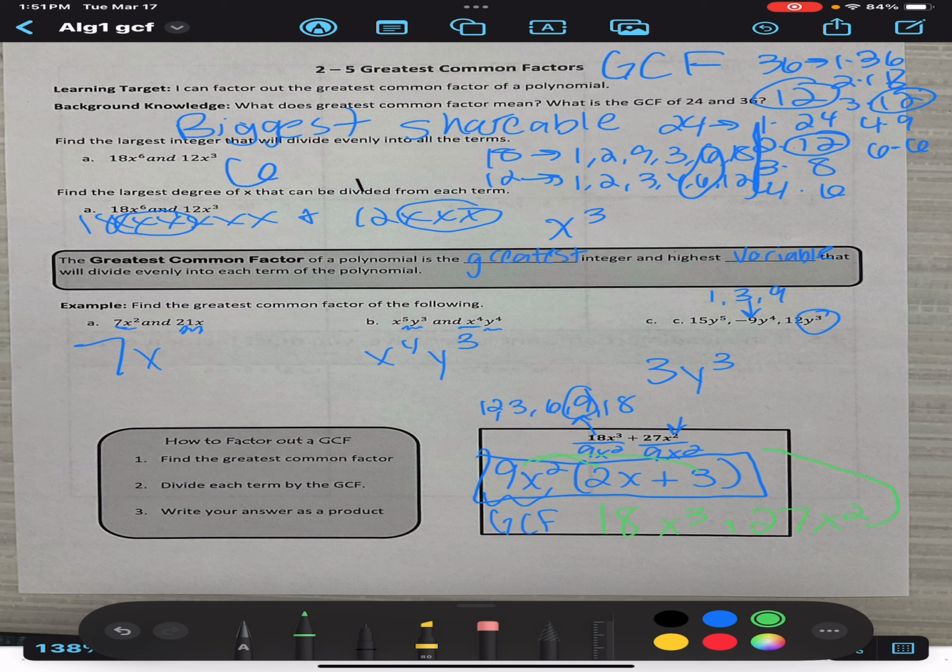And then, amazing! It is the exact same thing. And that's what it should be. So you can always check yourself on your GCF problems by simply redistributing. Okay, flip the page.